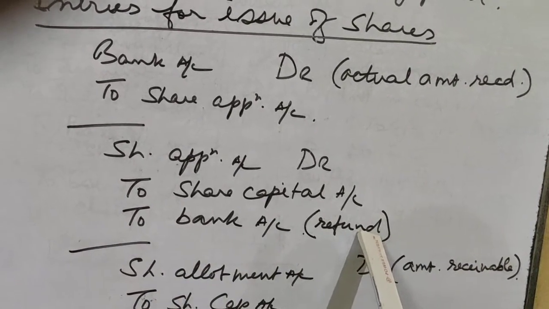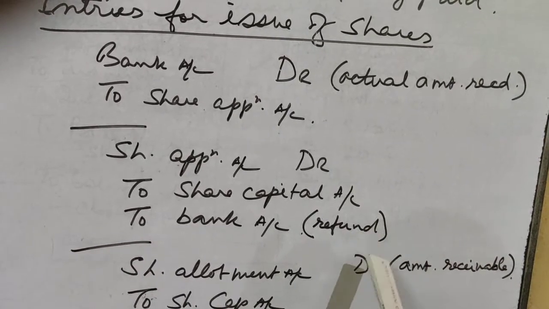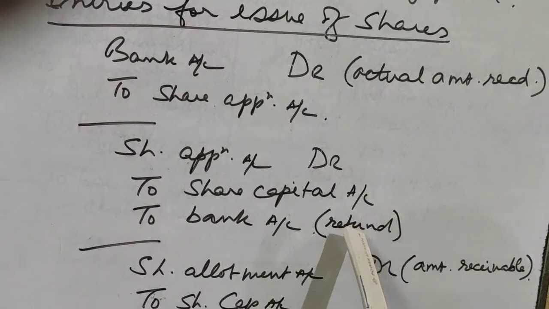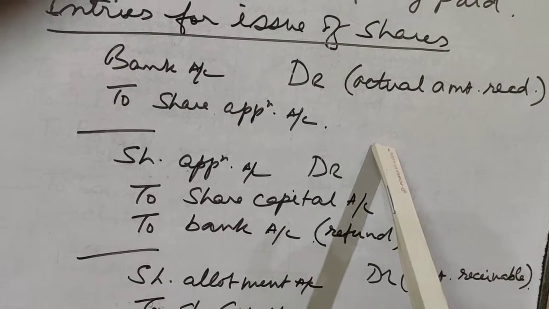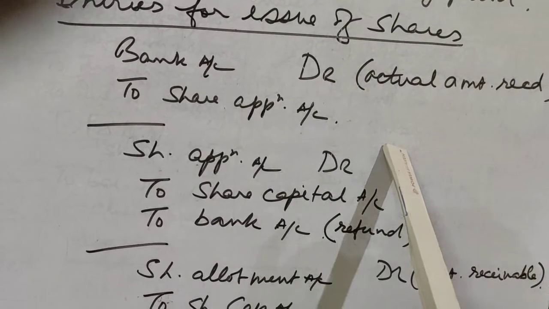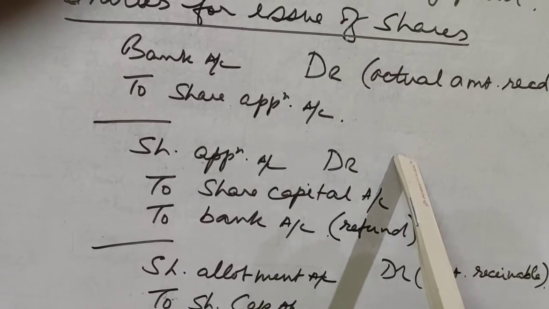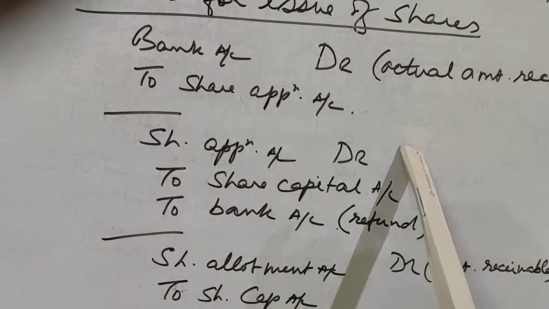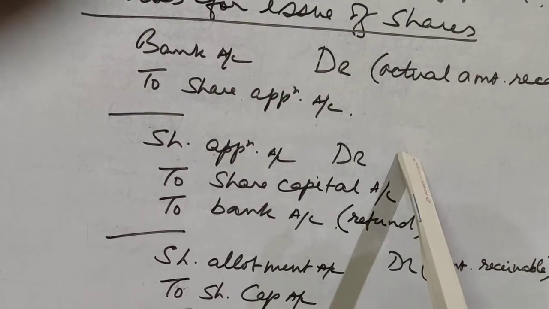Okay? So in this case, I would like to say that sometimes the company may have over subscription or the company may have under subscription. Over subscription is a situation where the number of shares subscribed for by the public is more than the number of shares issued by the company. For example, if the company is issuing 50,000 shares, and people are applying for 60,000 shares, then that is a case of over subscription.